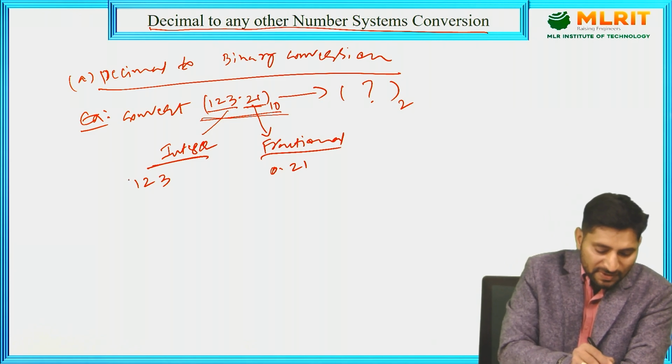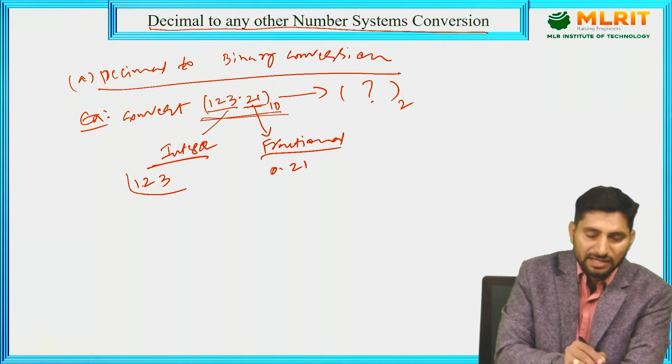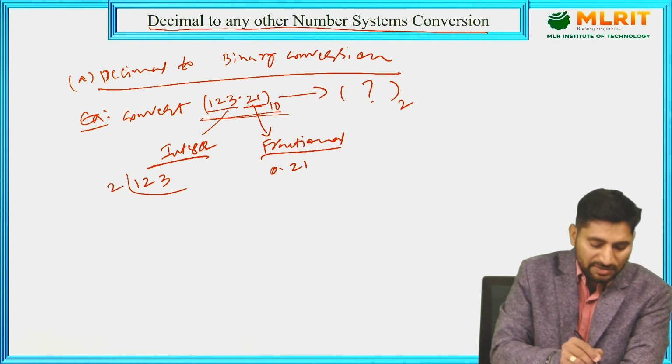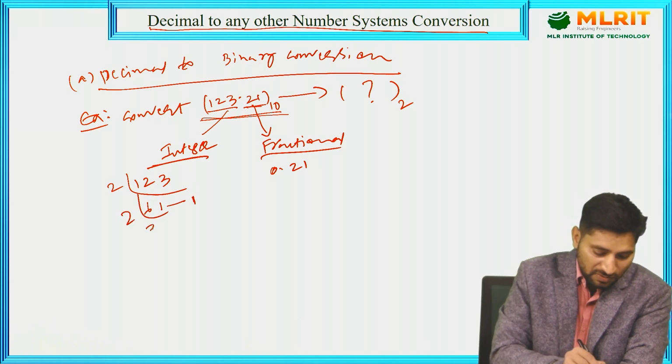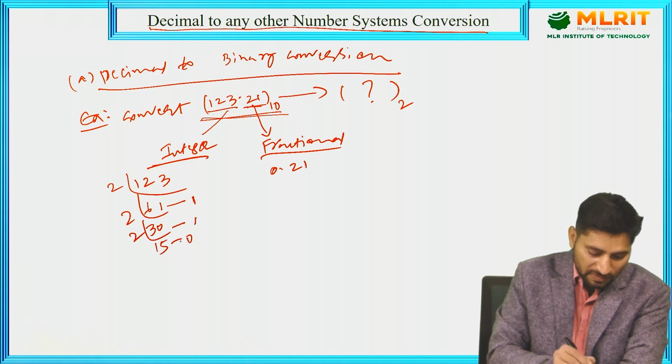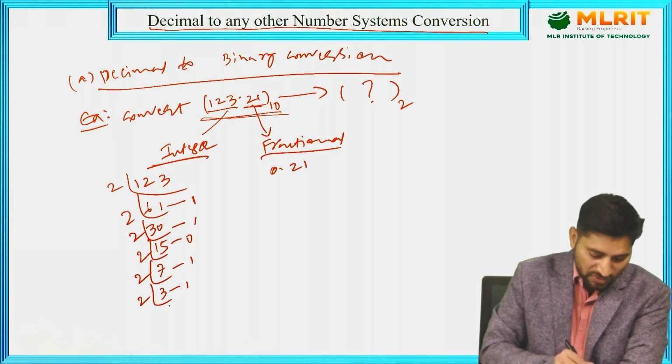So let me first convert the integer part. Divide this integer part by 2 in this process. Then what is the remainder here? 123 divided by 2 gives 61, remainder 1, like this. Then 30 with remainder 1, 15 with remainder 0, then 7 with remainder 1, then 3 with remainder 1, and 1 with remainder 1.